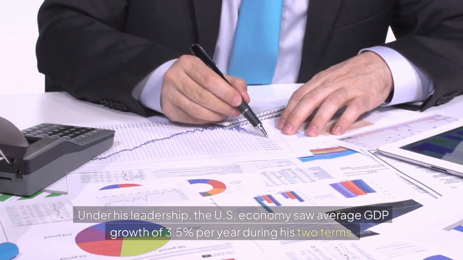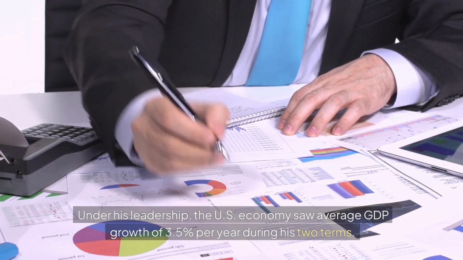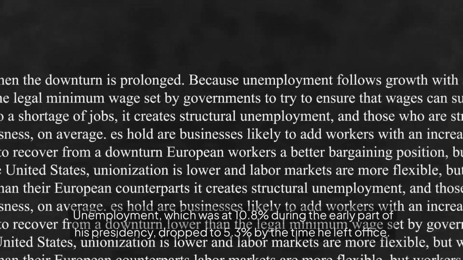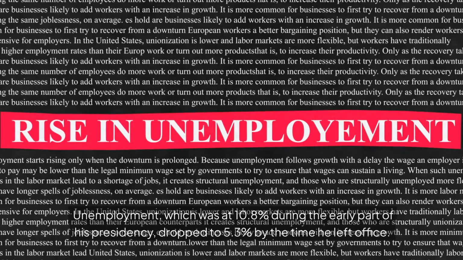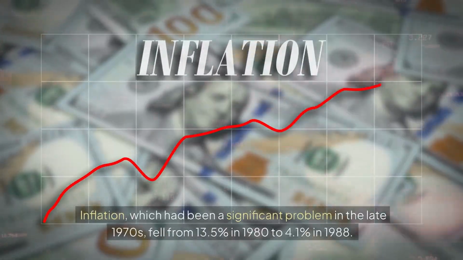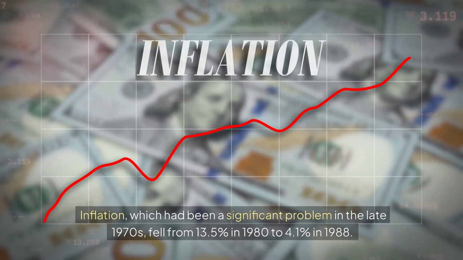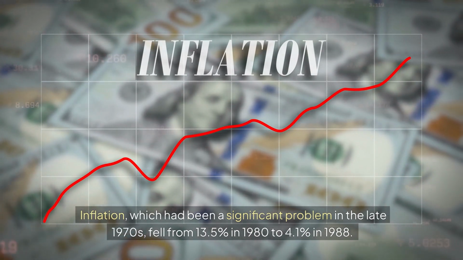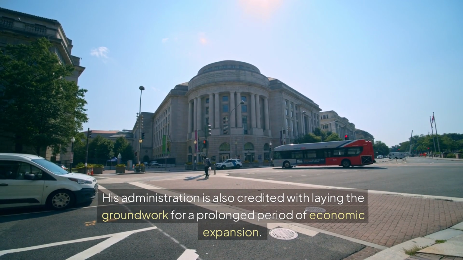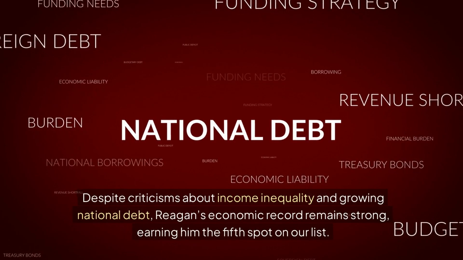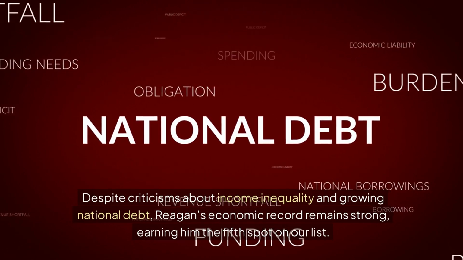Under his leadership, the U.S. economy saw average GDP growth of 3.5% per year during his 2 terms. Unemployment, which was at 10.8% during the early part of his presidency, dropped to 5.3% by the time he left office. Inflation, which had been a significant problem in the late 1970s, fell from 13.5% in 1980 to 4.1% in 1988. His administration is also credited with laying the groundwork for a prolonged period of economic expansion. Despite criticisms about income inequality and growing national debt, Reagan's economic record remains strong, earning him the 5th spot on our list.